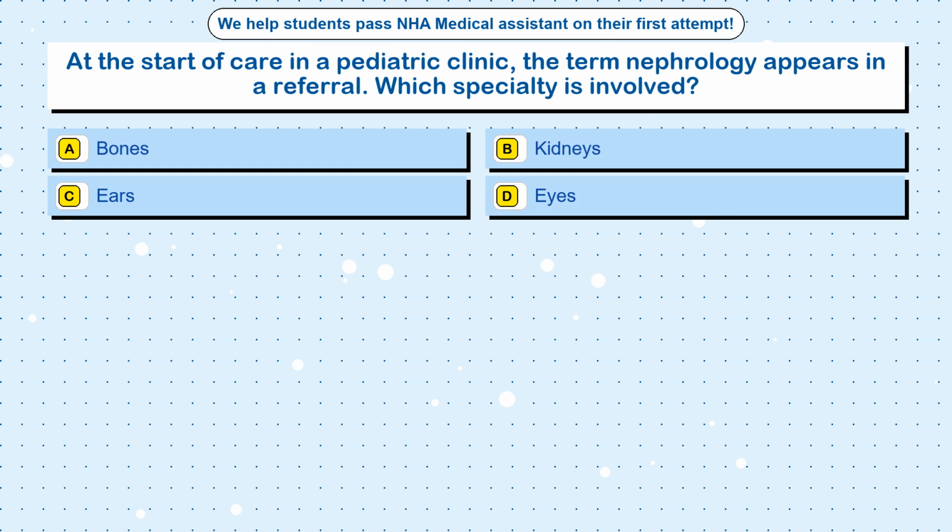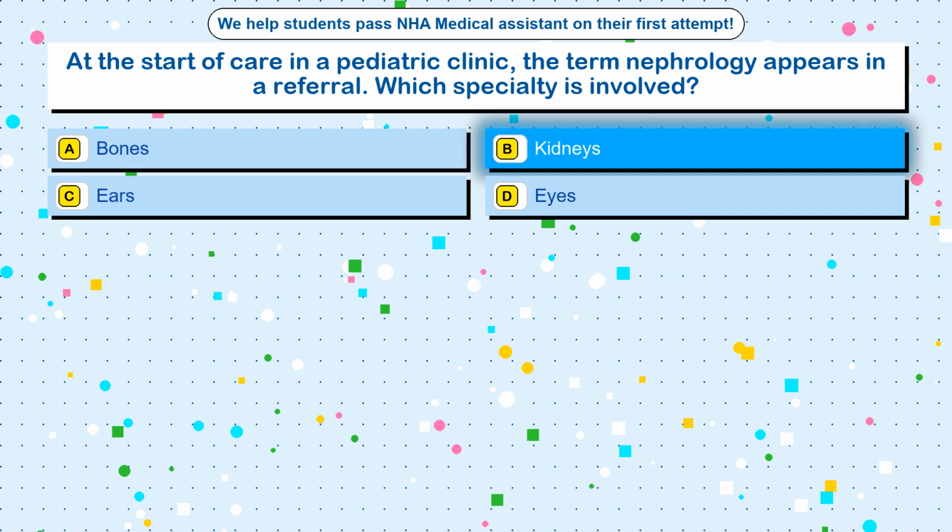Question 48. At the start of care in a pediatric clinic, the term nephrology appears in a referral. Which specialty is involved? Option A, bones. Option B, kidneys. Option C, ears. Option D, eyes. The correct answer is option B, kidneys.